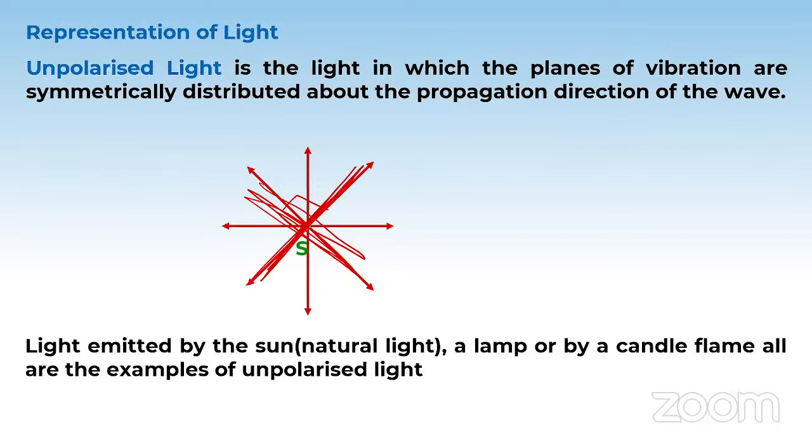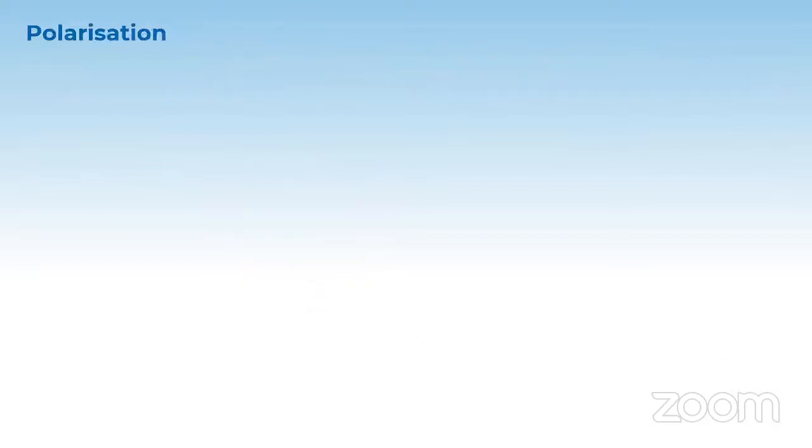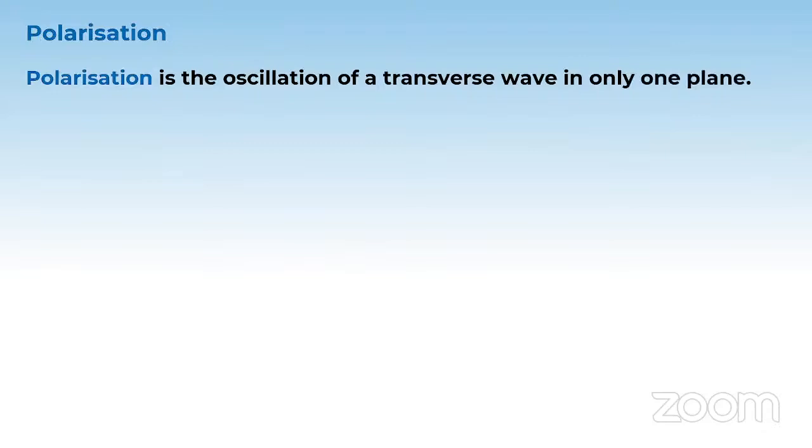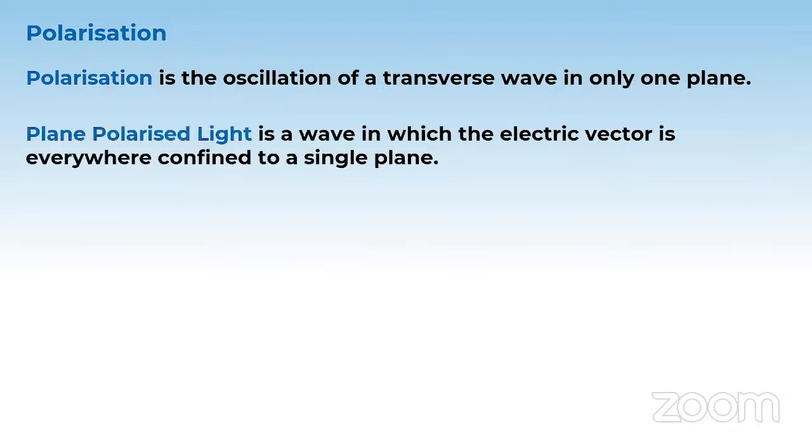Like light emitted by the Sun, light emitted by a candle and a flame are examples of unpolarized light. Now, what is polarization? Polarization is restricting the light to oscillate only in one plane, that is, oscillation of the transverse wave in only one plane. Light oscillating in any one plane only is polarization, and that light is termed plane polarized light. Plane polarized light is a wave in which the electric vector is everywhere confined to a single plane, which means we are vanishing the magnetic field vector in the plane polarized light.